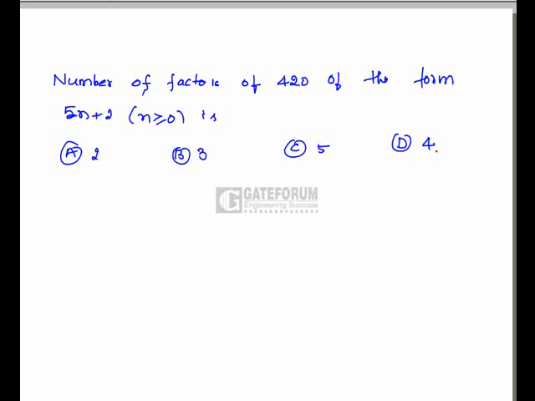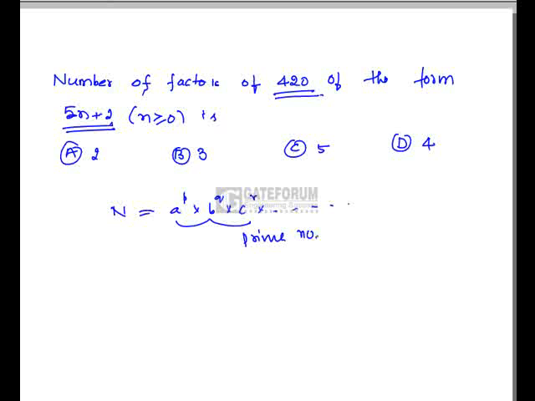Find the number of factors of 420 which are of the form 5n plus 2. Now let us look into a formula first. If n is any natural number which can be expressed as a product of prime factors a power p, b power q, c power r and so on, where a, b and c are prime numbers, that is all of them must be prime factors, then the number of factors is given by the formula (p plus 1) into (q plus 1) into (r plus 1) and so on.